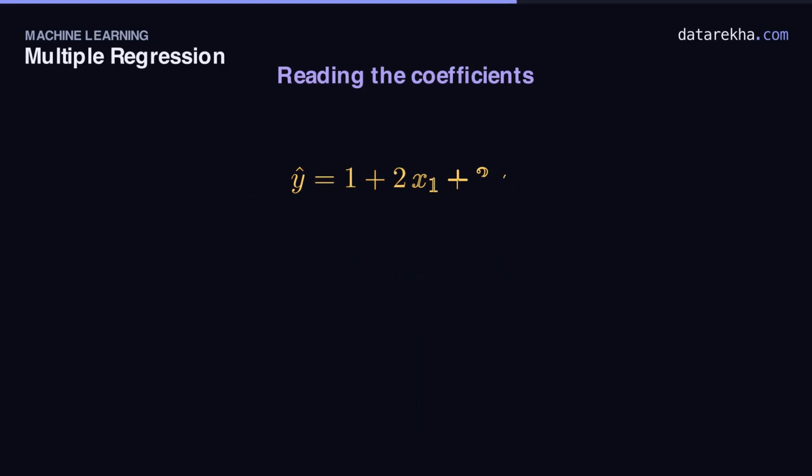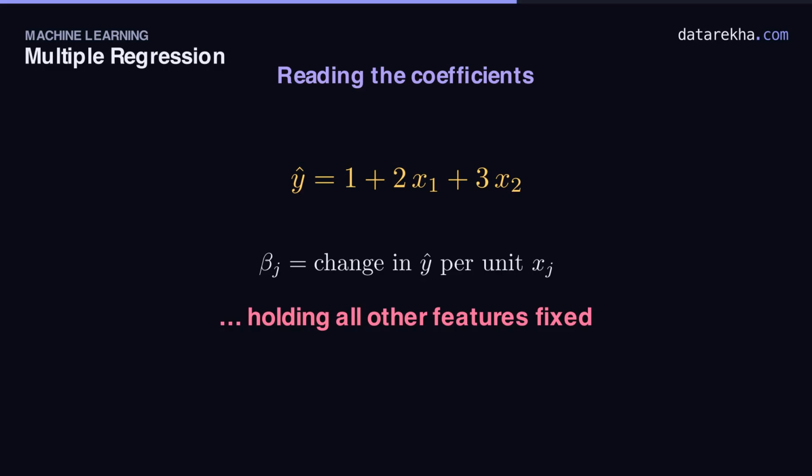Now what do those slopes actually mean? This is where multiple regression is most often misread. So let's be precise. Take our fitted plane. Beta 1 is 2. That says, if x1 increases by 1 unit, the prediction rises by 2, but only if x2 is held completely fixed.